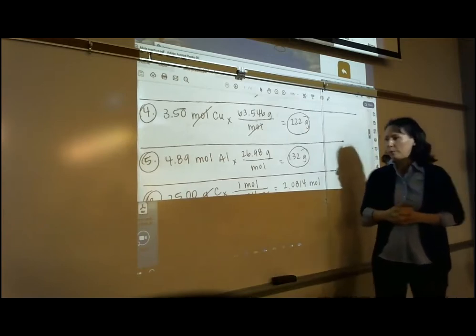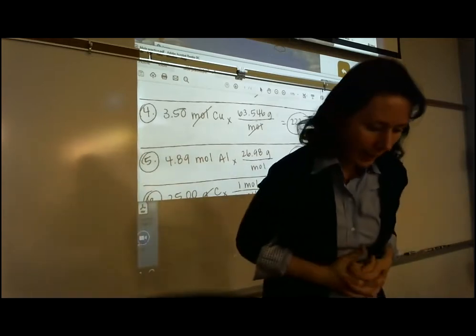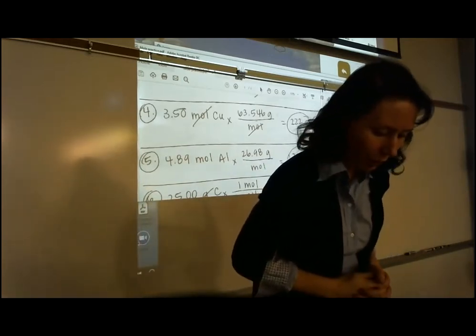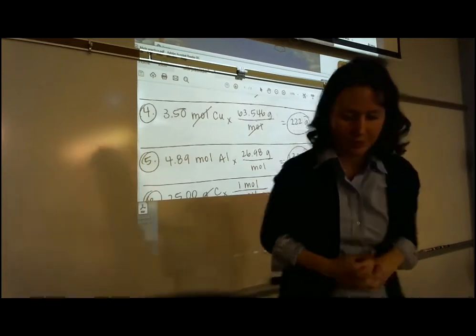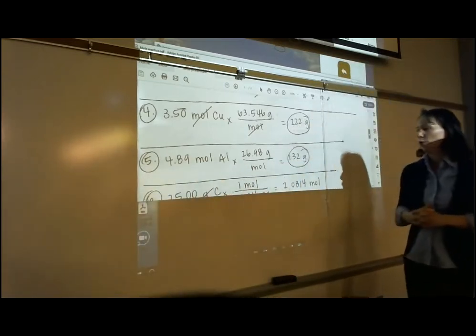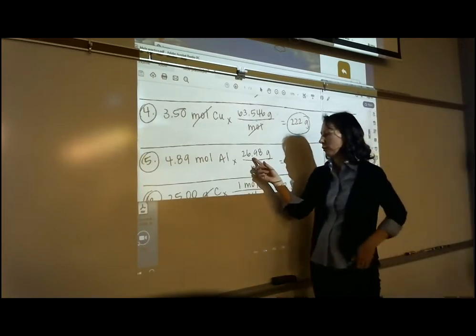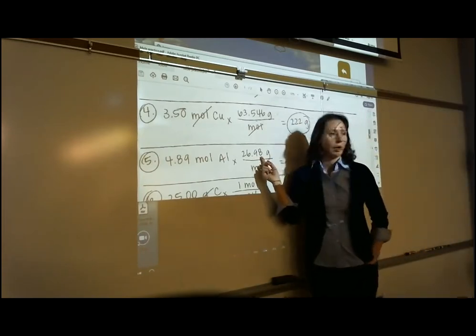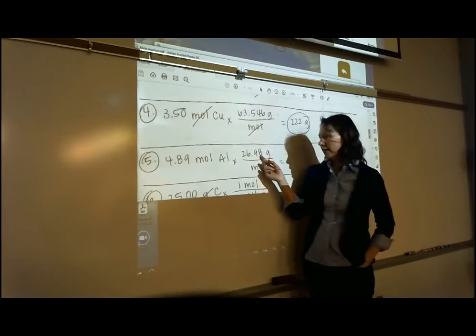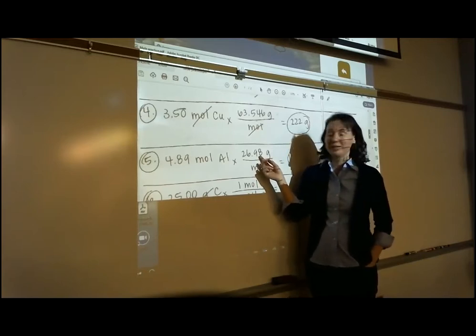For number 5, the problem said, an experiment uses 4.89 moles of aluminum. What mass in grams is this? Okay, so 4.89 moles. 1 mole has a mass of 26.98 grams. Again, where's this number coming from? Periodic table, right? That's just the molar mass, which is the mass number.